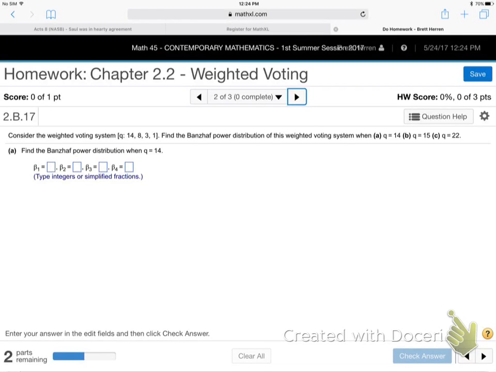Okay, so let's do this. We'll start with number 2. It looks a little easier, and why I'm saying it's easier is it only has 4 players instead of 5. 5 is pretty hard. 4 players is more reasonable.